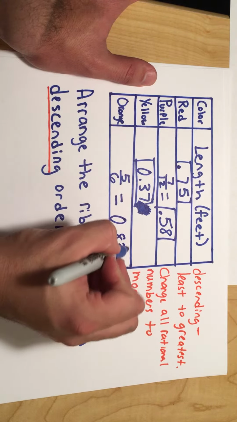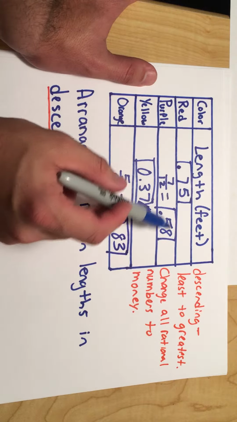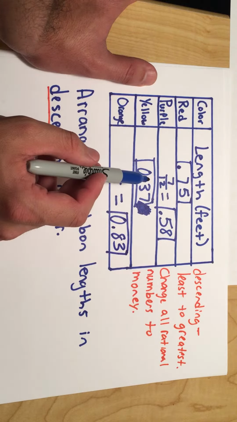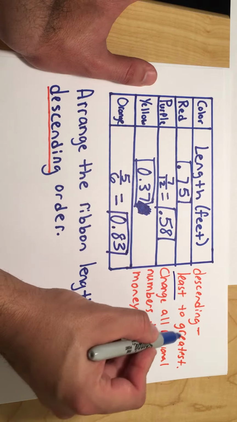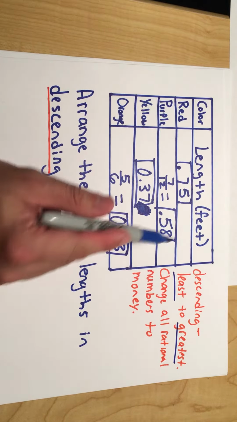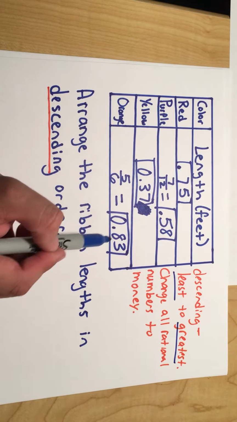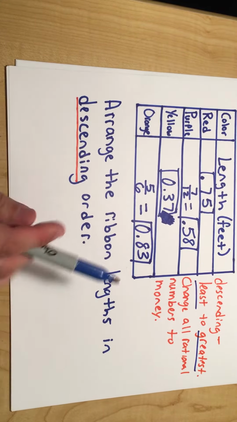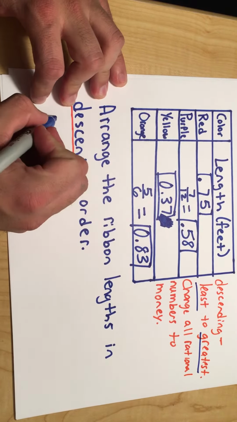Now let's compare all of our numbers. We've got 75 cents, 58 cents, 37 cents, and 83 cents. And if we have to put them in order from least to greatest, well, which is the smallest amount? Again, 75 cents, 58 cents, 37 cents, or 83 cents. Well, 37 cents is the smallest amount. You guys agree? So I'm just going to put here 0.37.